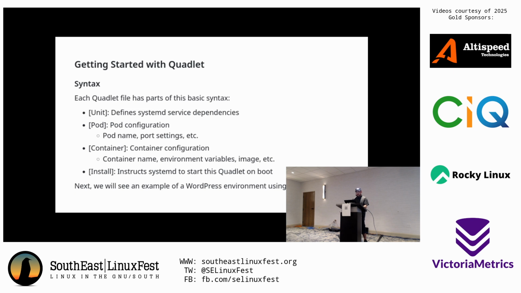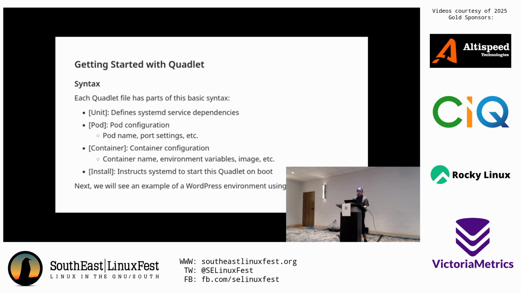I'm not going to cover every option under pod and container. The Quadlet man page shows all of the options. So we're going to be looking at the pod name, port settings for the pod, and then container names, environment variables, what the image is. I believe that's it. Maybe a few other things. And then the install section, again, this is back to systemd, right? If you want it to start on boot, you have to have the install section.